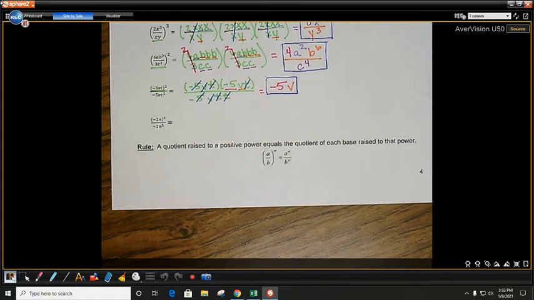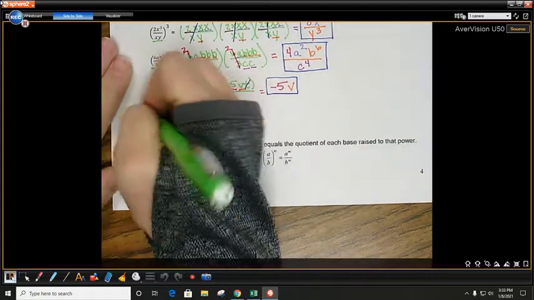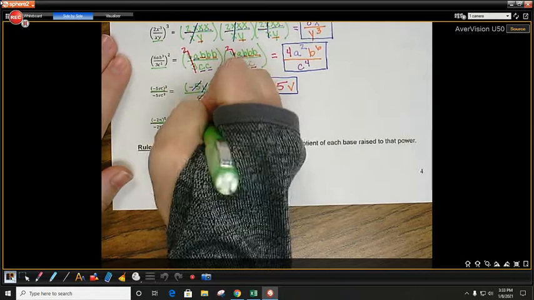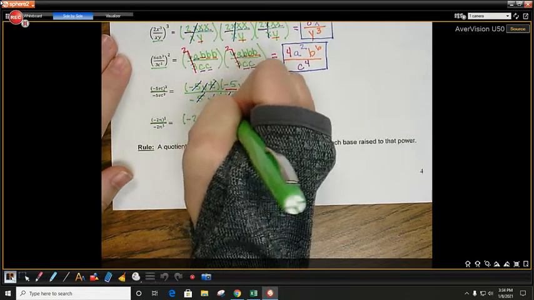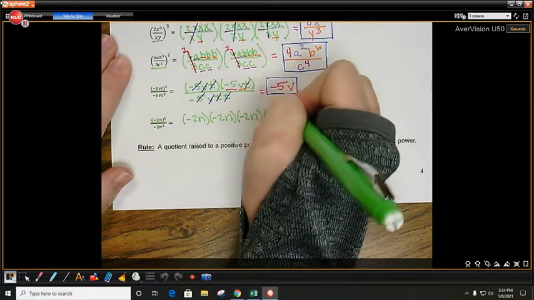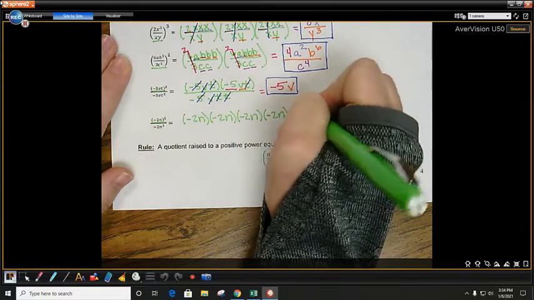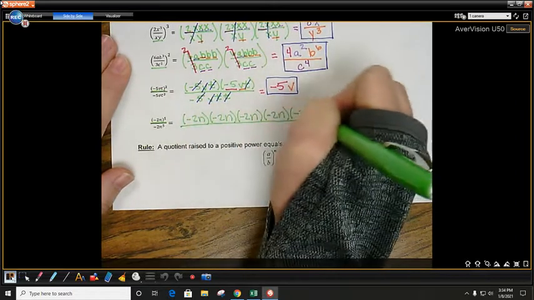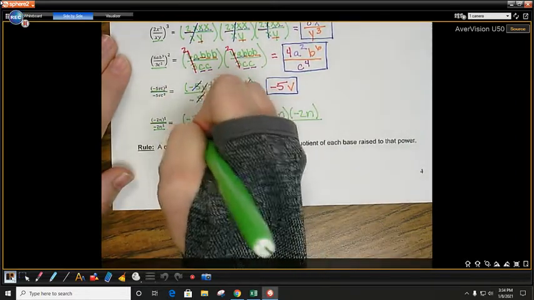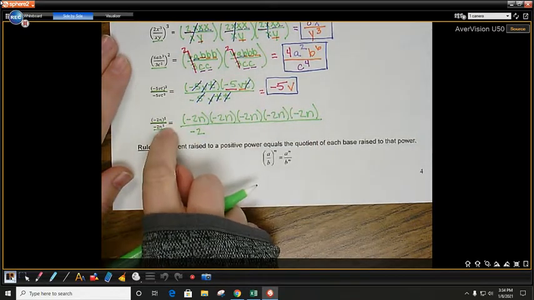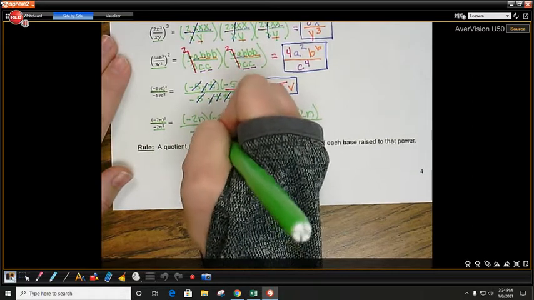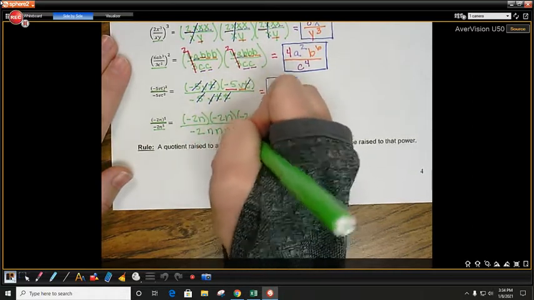Last one. I have parentheses raised to the 5th power. Write your parentheses out 5 times. And then I have -2 and the 5th power. That means I'm going to write my -2 just once because the exponent of 5 isn't touching the -2. The exponent of 5 is just touching the n. So I'm going to write the n out 5 times.